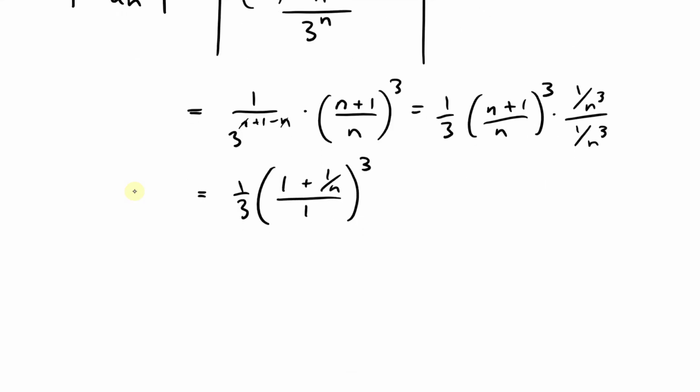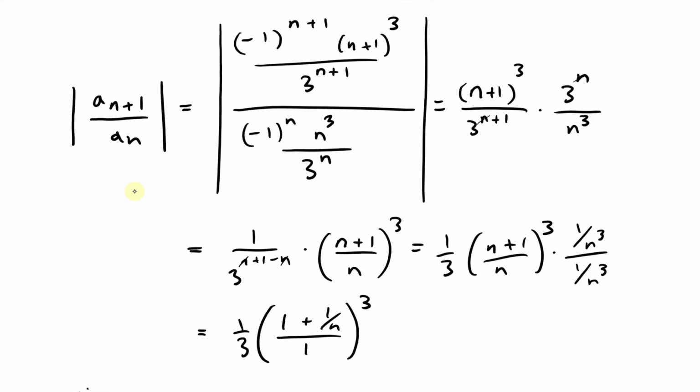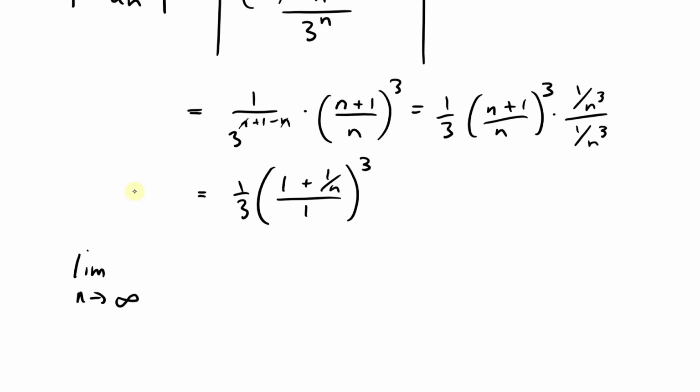And now we could take the limit here, so limit as n approaches infinity of this ratio there, that just equals this right here, so 1 over 3, 1 plus 1 over n, power of 3, like that.